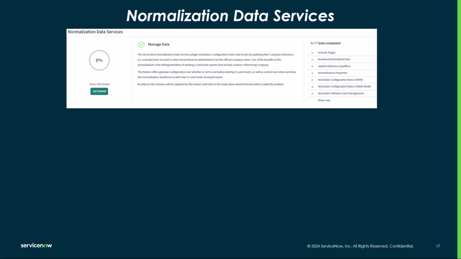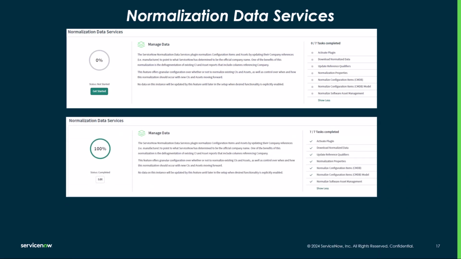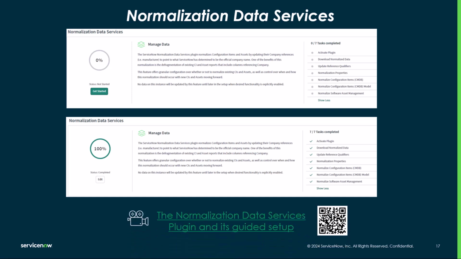So again, that's where the percentage of completion of the guided setup is going to vary. Maybe they ran the initial setup of normalization data services when they first installed the instance, and some stuff has been done subsequently, so it's not normalized across the whole platform. You're going to want to make sure it's 100%, or at least understand the reasons why it's not 100%, working with that platform team. Once it's done, you should see it at 100%. And we do have a video on our Ask a Ranger playlist for the normalization data services plugin and its guided setup, which takes you through each one of these steps.